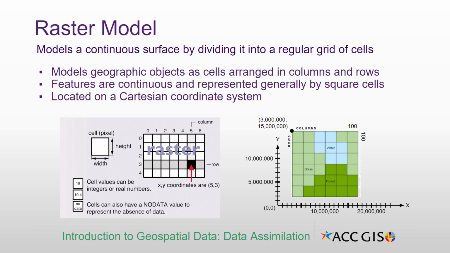Now, because the raster model is laid out on a Cartesian coordinate system, you can transform it to a geographic coordinate system. And if you look over on the right-hand side, you can see where we've taken a basic raster data set with a number of rows and columns with cells 100 width by 100 height laid out on a geographic coordinate system. So now they're located in geographic space. And in this case, the cell values represent land cover: grass, forest, or water.